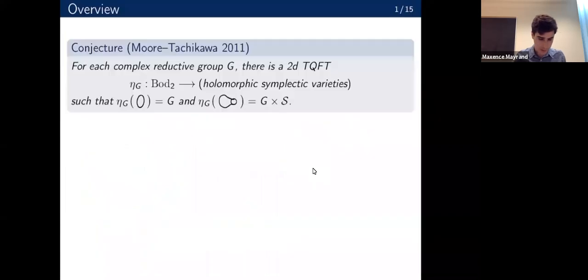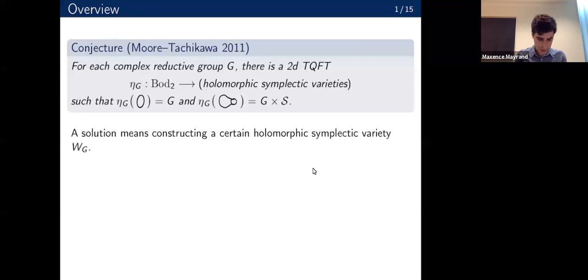So let me begin with a brief overview of the talk. These two physicists, Moore and Tachikawa, made this conjecture in 2011, which is that for each complex reductive group, there is some kind of two-dimensional topological quantum field theory, where the target category is some different category of holomorphic symplectic varieties. I will say in detail what this conjecture is later in the talk, but for now, let's just say that a solution means constructing a certain holomorphic symplectic variety, W_G, associated with this complex reductive group G.